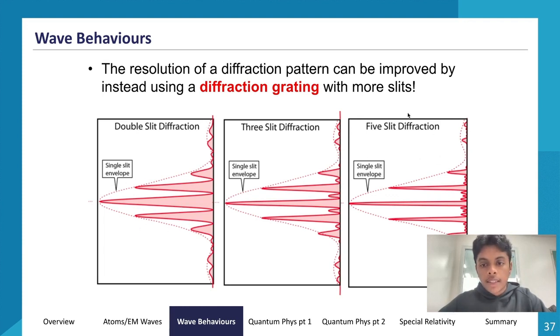And now for a 5-slit diffraction, it's very detailed. Compared to the double slit diffraction, the 5-slit diffraction is very detailed, right? So we can see all these little bumps and stuff. So the resolution or the detailing of the diffraction pattern improves greatly as the number of slits in your diffraction grating increases. So that's something you want to keep in mind as well.